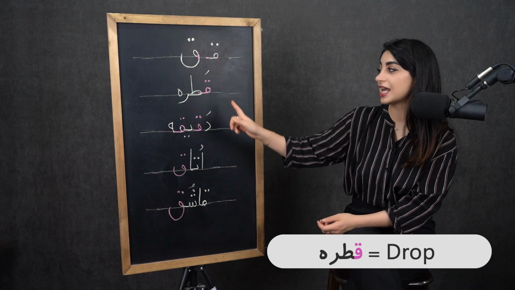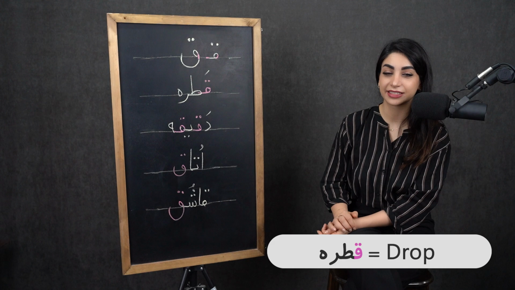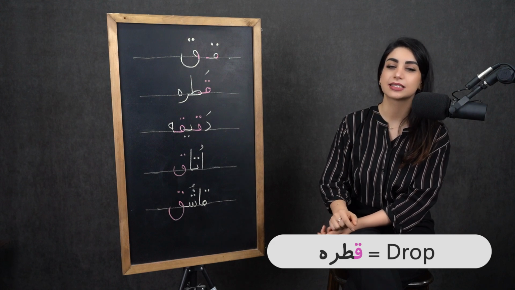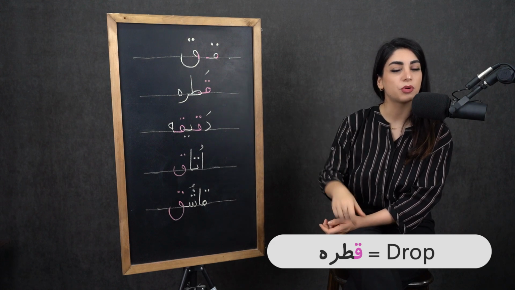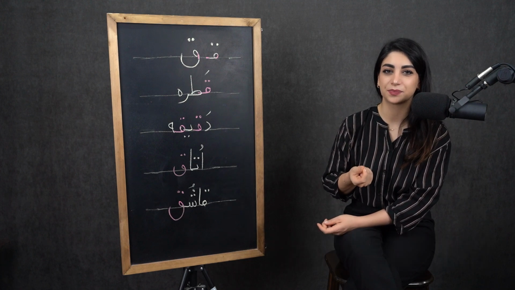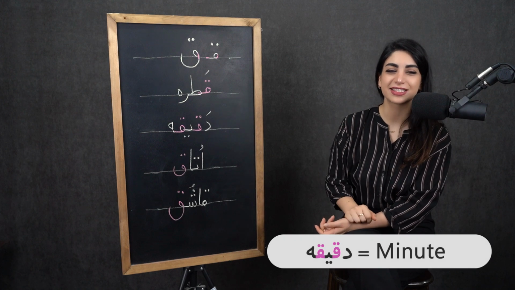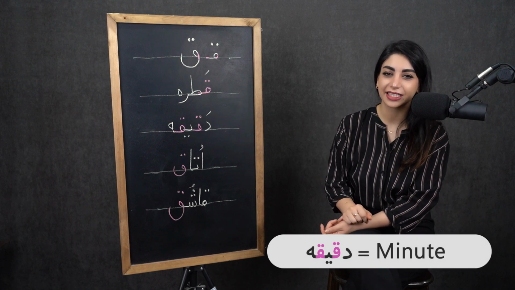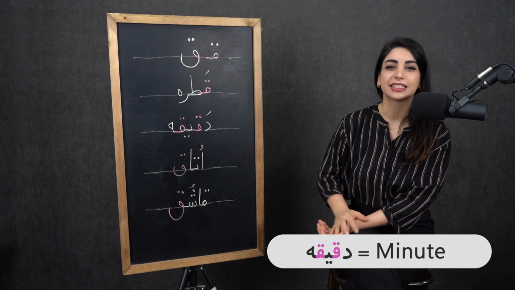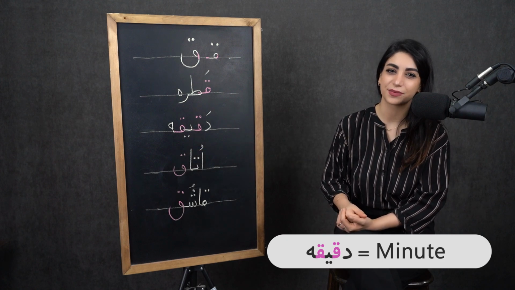قطره. قطره is the same as drop of water, for example. Drop in English. قطره. This one, دقیقه. Two qs. دقیقه. دقیقه is the same as minute in English.